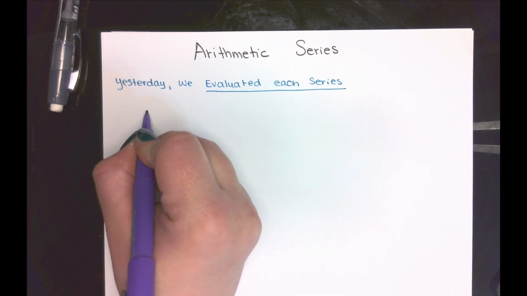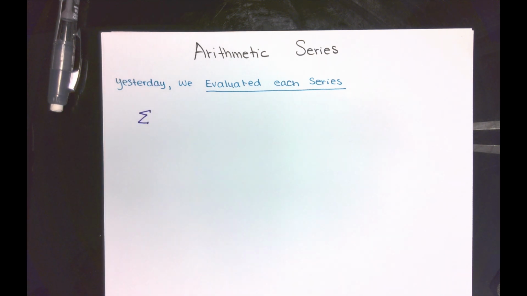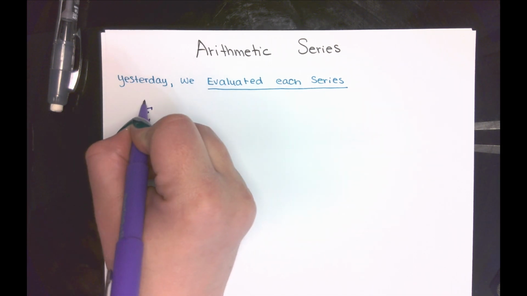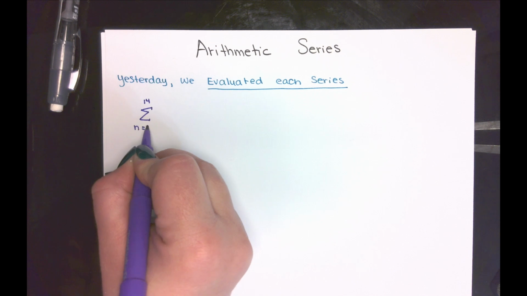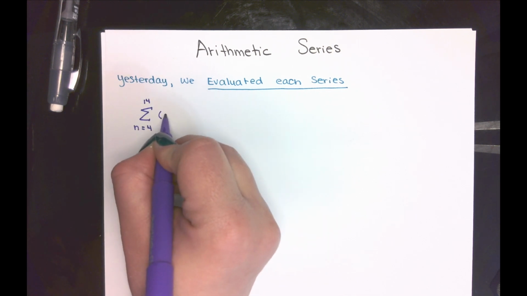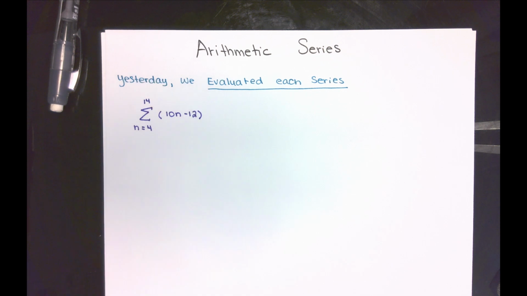So yesterday, we were given sigma. Remember, sigma is a pointy E with teeth. And we had an upper limit. We had a lower limit. We had an explicit rule that was provided to us. And we were asked to evaluate the arithmetic series.